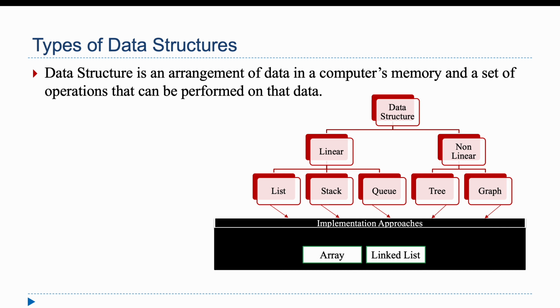Arrays and linked lists are two main implementation approaches for data structures. Arrays are easy to use and efficient, but they can have a fixed size and can waste memory if underutilized. On the other hand, linked lists are more flexible and dynamic, but accessing an element in the list can be time consuming.